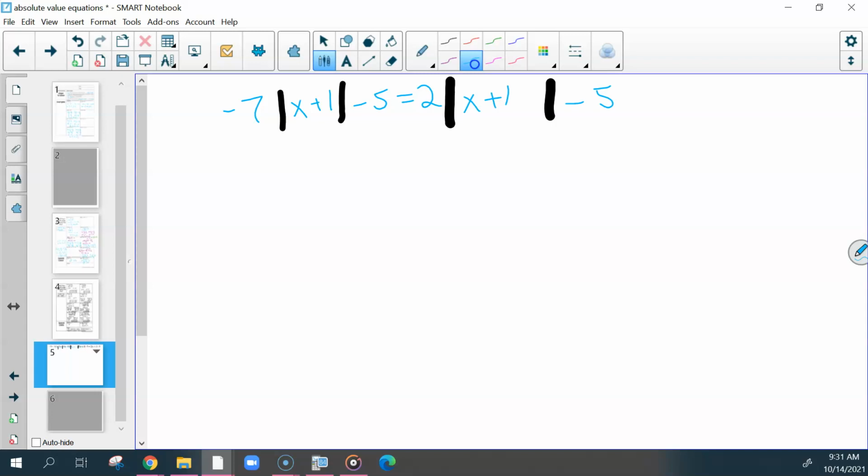So what I'm going to do is, it doesn't matter which side I move this to. I'm going to take one of these sets of absolute value signs and move it to the other side. What I want to do is get them both on the same side. That way I can combine them and then there's just one set. So if I move this over here, I'm going to add 7 absolute value of x plus 1 to the right.